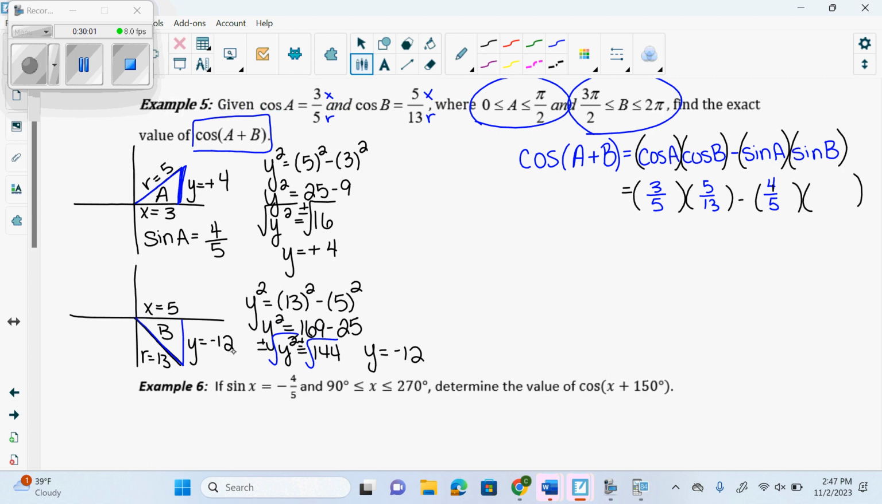And now I need sine of B, because that's the last thing I need to replace. What's sine of B? So, negative 12 over 13. Sine, your resume.